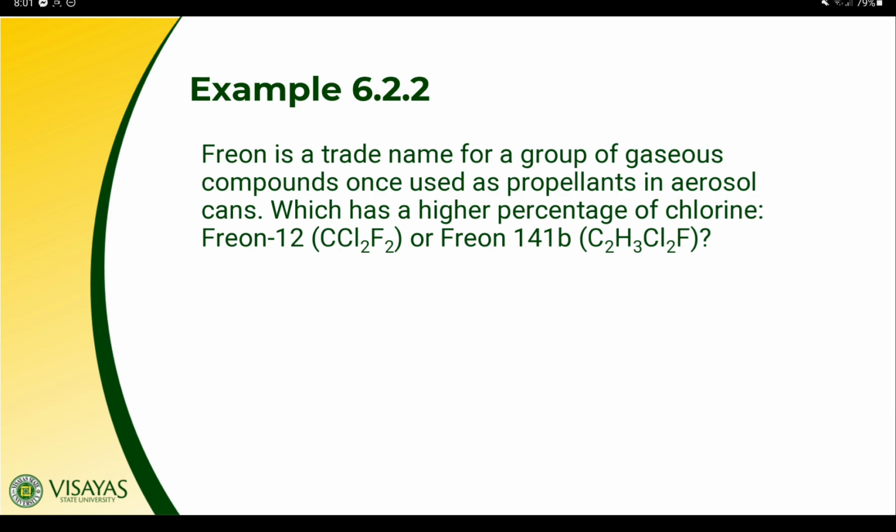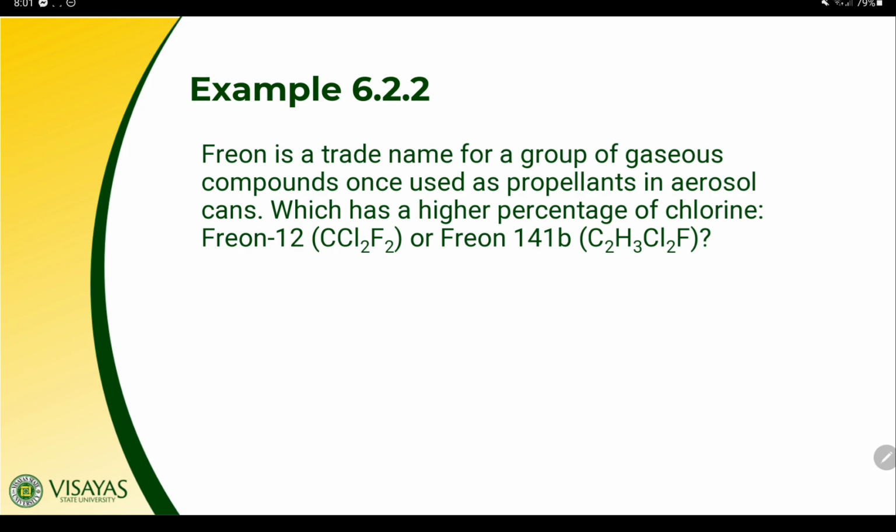Okay, another example. Freon is a trade name for a group of gaseous compounds once used as propellants in aerosol cans, which has a higher percentage of chlorine. Is it Freon 12 or Freon 141B?